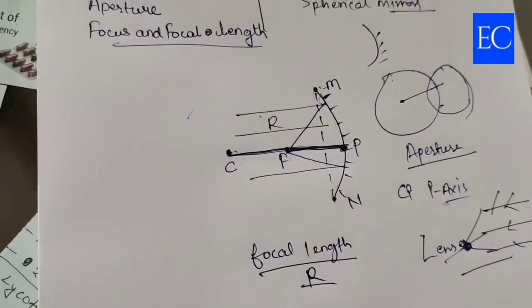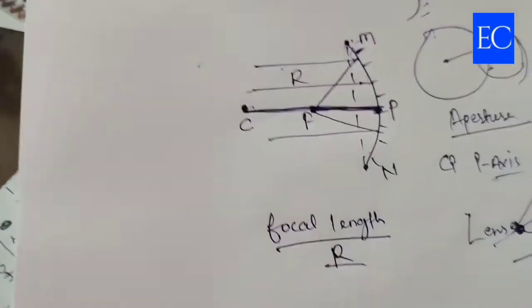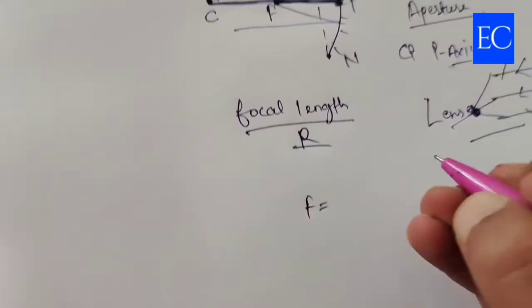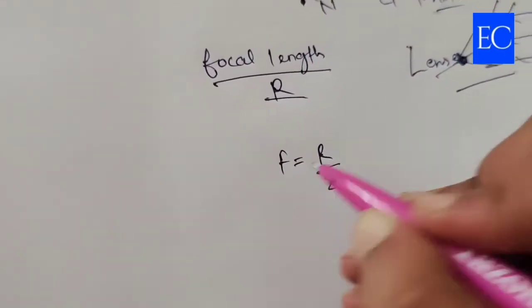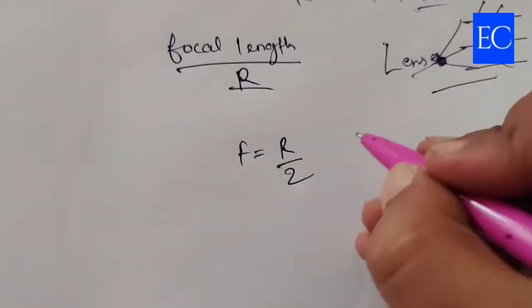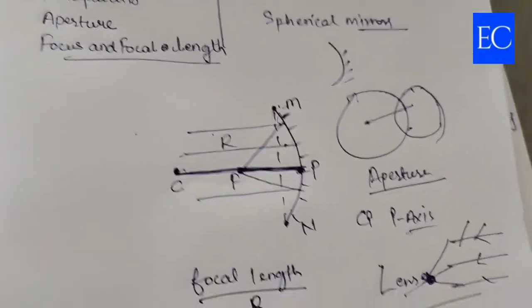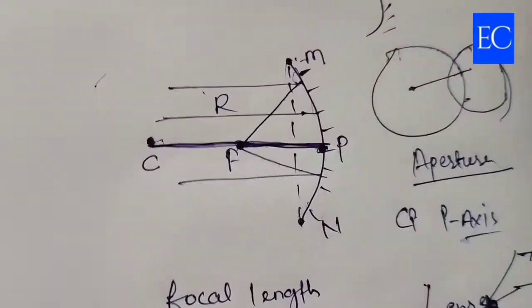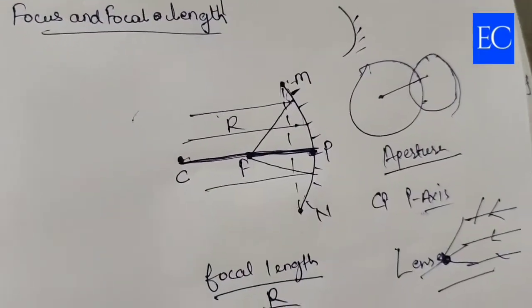So what is the relation between F and R? The relation is F is equal to R by 2. The focal length of a mirror is half the radius. But is it always true? This is the question. Is it always true? No. This is only true for mirrors of small apertures, not large apertures.